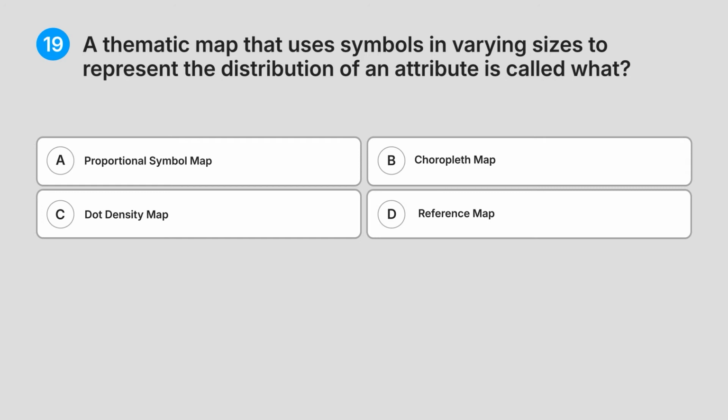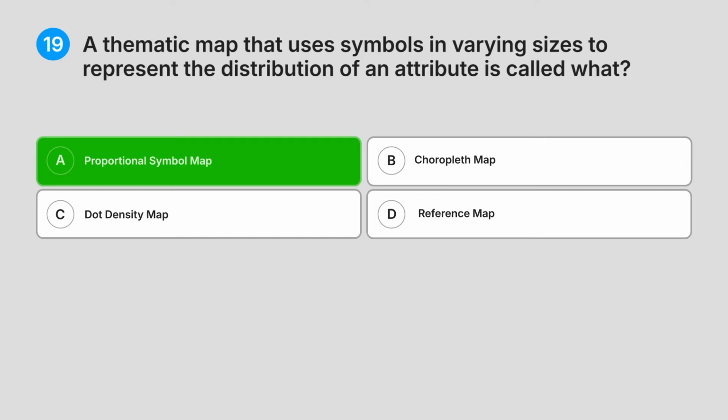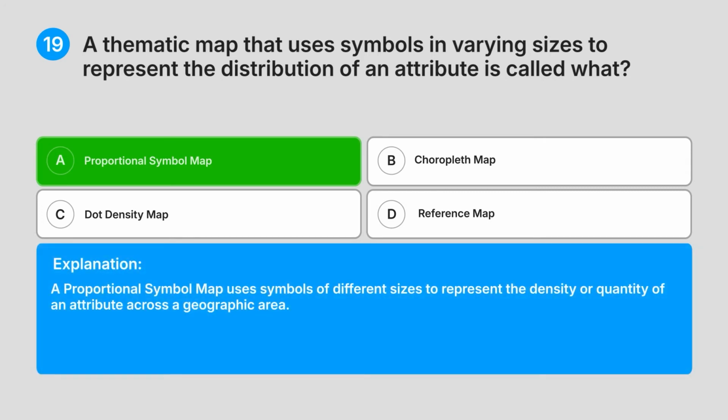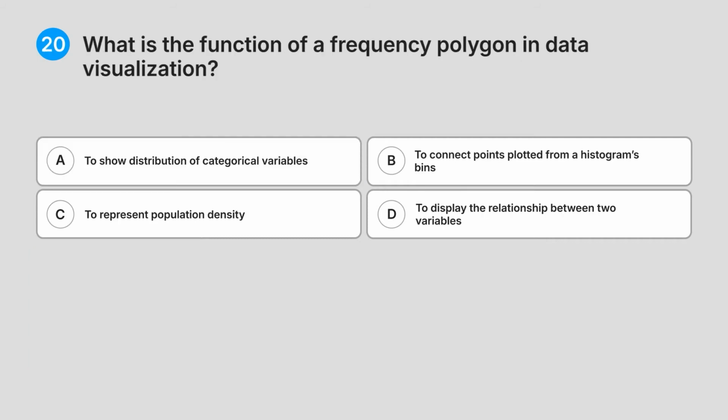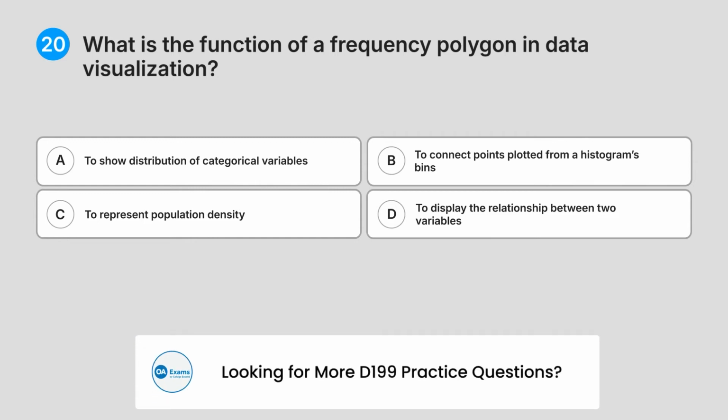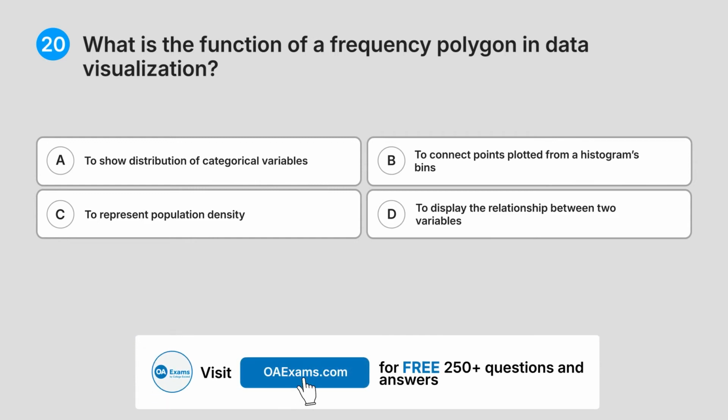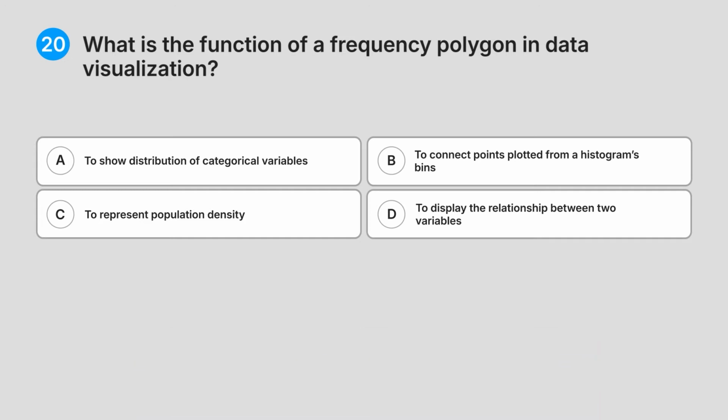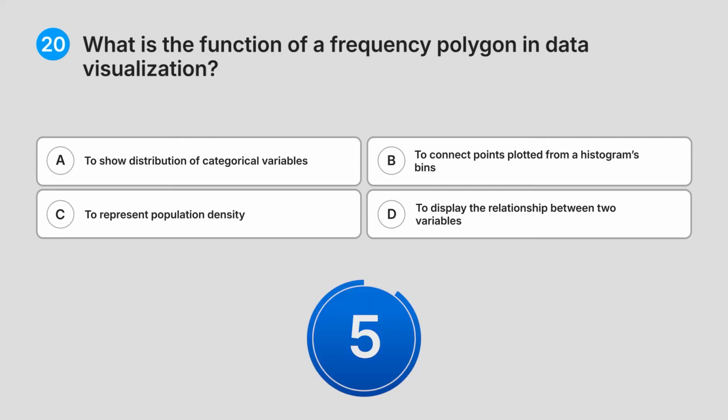Correct answer. A. Proportional symbol map. Explanation. A proportional symbol map uses symbols of different sizes to represent the density or quantity of an attribute across a geographic area. 20. What is the function of a frequency polygon in data visualization? A. To show distribution of categorical variables. B. To connect points plotted from a histogram's bins. C. To represent population density. D. To display the relationship between two variables. What do you think is the answer?